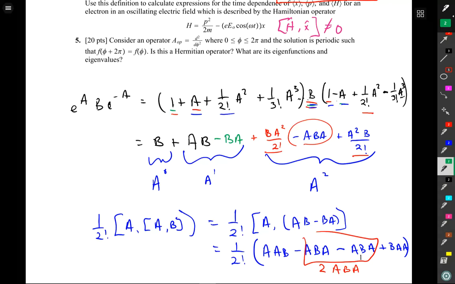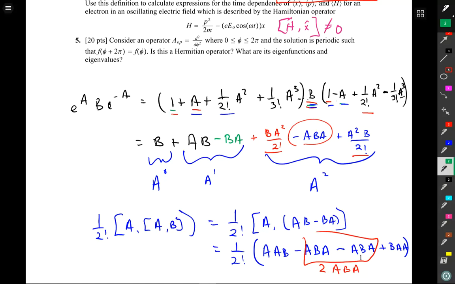Okay, so let's look at the last one. The last one we have the operator A is the second derivative with respect to x. And it asks us, is this Hermitian? We've already gone through and checked to see if x and i d/dx are Hermitian, right? We found they're Hermitian conjugates. And if it's Hermitian, it's equal to its Hermitian conjugate.